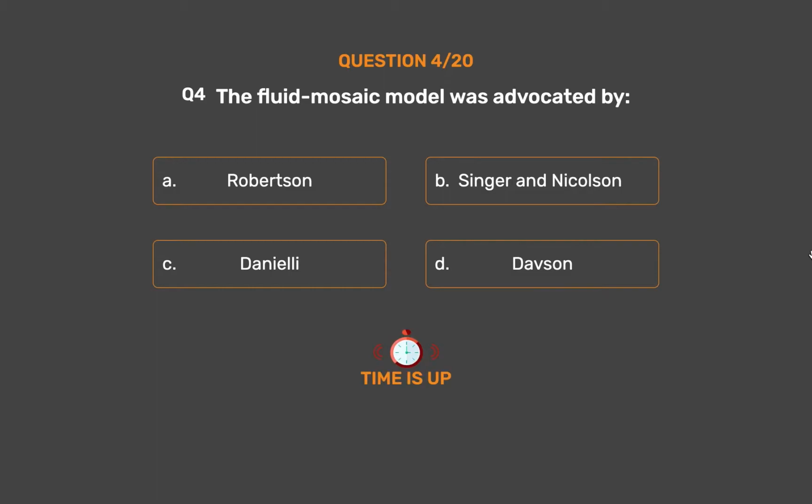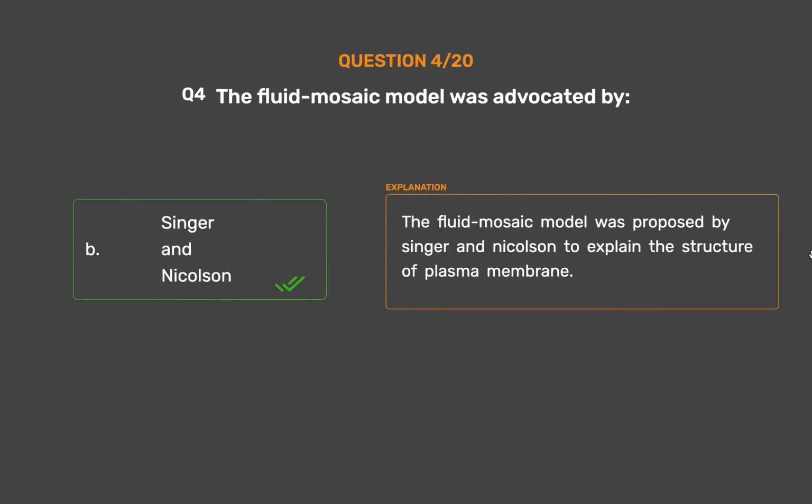The correct answer is option B, Singer and Nicolson. The fluid-mosaic model was proposed by Singer and Nicolson to explain the structure of the plasma membrane.